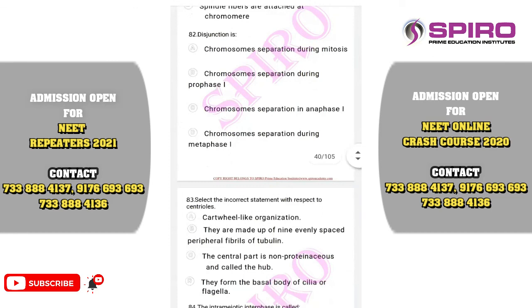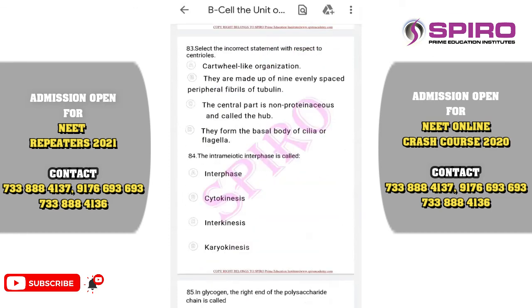Select the incorrect statement with respect to the centrioles. They have a cartwheel-like arrangement. Yes, correct. They are made up of 9 evenly spaced peripheral fibrils of tubulin. They have not mentioned the triplet, but yes, this is a correct statement. The central part is non-proteinaceous. Yes, here comes the problem. It is not non-proteinaceous, it is a proteinaceous part. They form the basal body of cilia and flagella. So the incorrect option here, dear students, is option C.